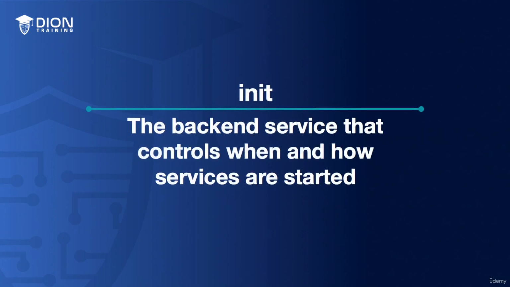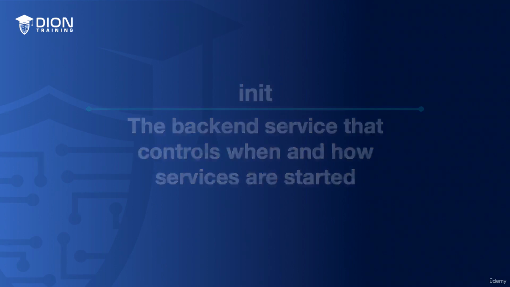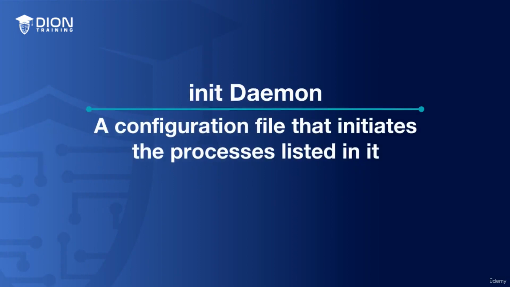Now, the init system is the first process that starts outside of the kernel, and it's generally going to be the back-end service that controls when and how other services are going to be started. The init daemon refers to a configuration file and initiates the processes that are listed in that file. This prepares your system to run the required software for you. The init daemon is going to run continuously until the system is powered off, and the programs on your system are not able to run without the init daemon.